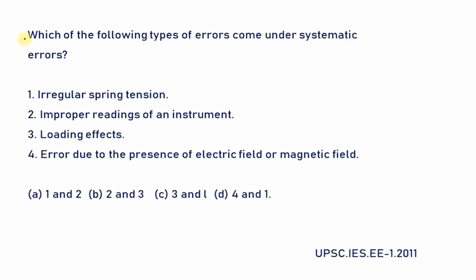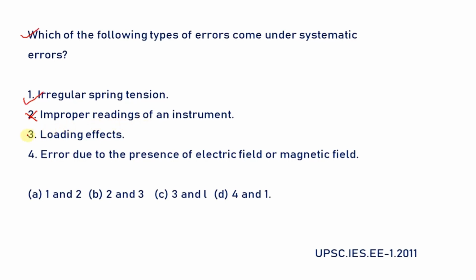So the question here asks, which of the following types of errors come under systematic error? We have discussed earlier that the errors which are caused by systems only are called systematic errors. So here you can go through the options. Irregular spring tension, it is a systematic error. Improper readings of instrument, this is done by human beings only. The reading is done by the human being, so improper reading will be done by the human being only. So it is not a systematic error, it's a gross error.